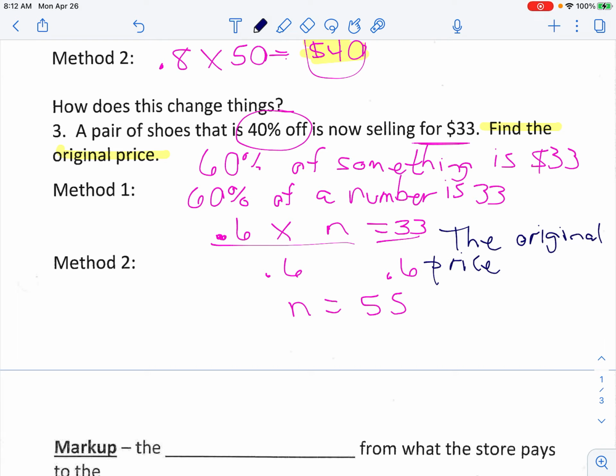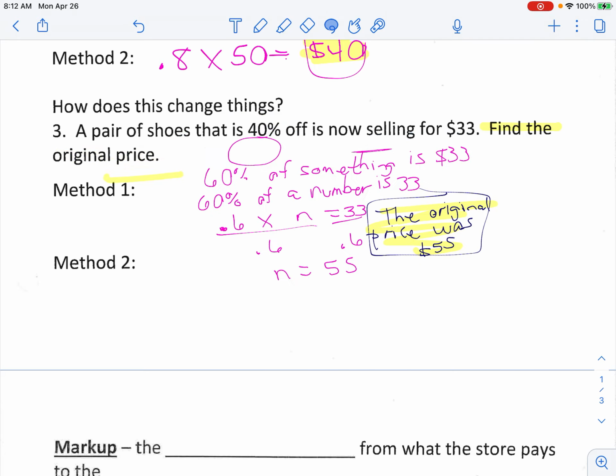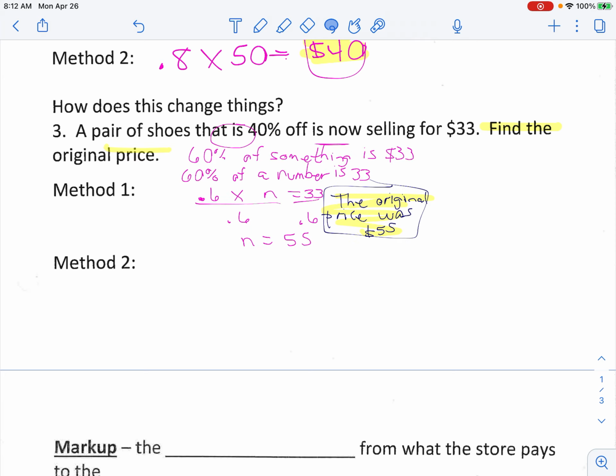The original price was $55. That would be your final answer. Okay, I'm going to make that a little bit smaller. So that was all method 1. All right.